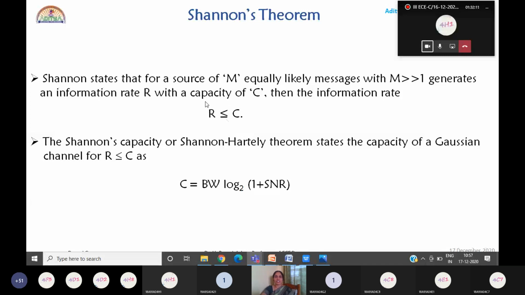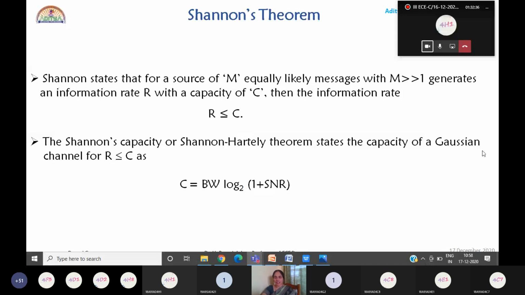Shannon states that the information rate R is always less than or equal to the channel capacity, where the units are bits per second. And the Shannon-Hartley theorem states the relation between the channel capacity, bandwidth and SNR as C is equal to bandwidth into log 1 plus SNR base 2.